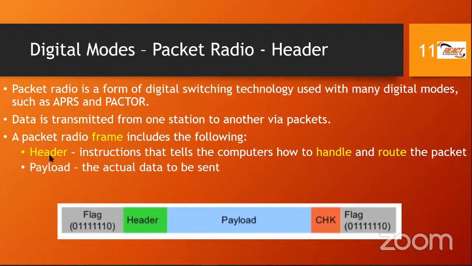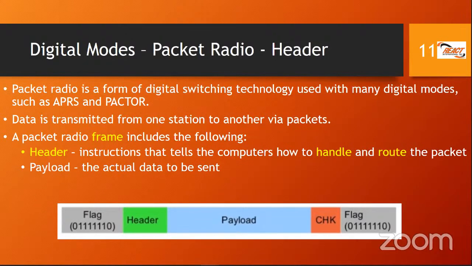We need to pay attention to the header. What the header has is not the actual payload or the actual data to be sent. It's really routing information on how to handle the content. That is information that the computers will use to decide where to send it next, what to do with it, and so on. So in a packet radio frame, there's the header. You need to know what the header is for the exam, and it handles information on the content as well as how to route the packet.